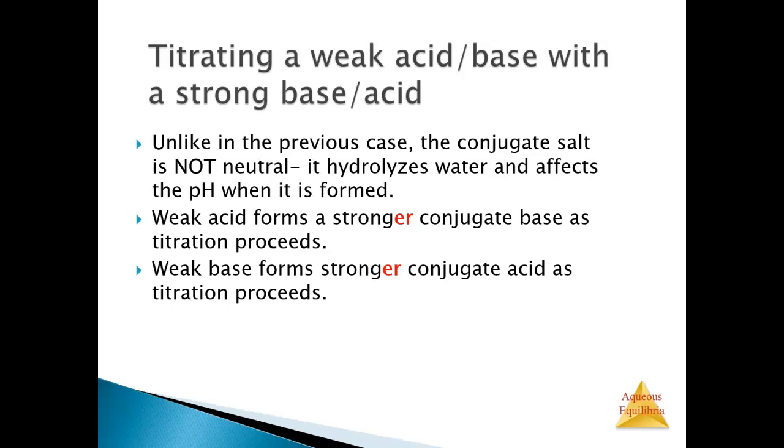Unlike in this case, we're not going to have a pH of 7 at the equivalence point because our conjugate salt that's being formed is not neutral. When we have a weak acid, remember we make a basic salt. And so at the equivalence point where we have just the salt left, that salt is basic. If I have a weak base, remember that will form that stronger conjugate acid. So at the equivalence point where all I have is the conjugate acid, I will have an acidic salt. And so my pH will not be 7 at the equivalence point.